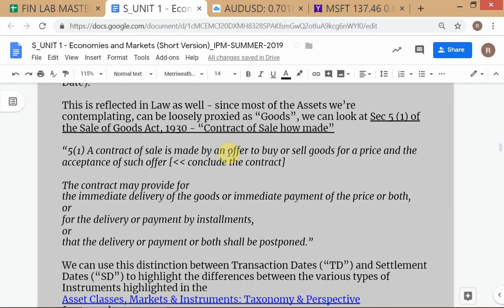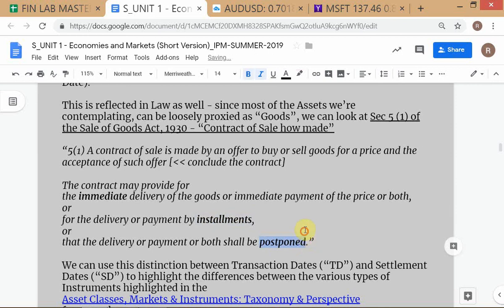But you see it in the Sale of Goods Act. There is an offer, then there is an acceptance. Okay, so you can see that the contract becomes crystallized when you do this offer acceptance, but the delivery can be either immediate, okay? It can be either immediate. We can highlight this a little bit. We can have either this, or we can have installments, or we can have postponement, okay?